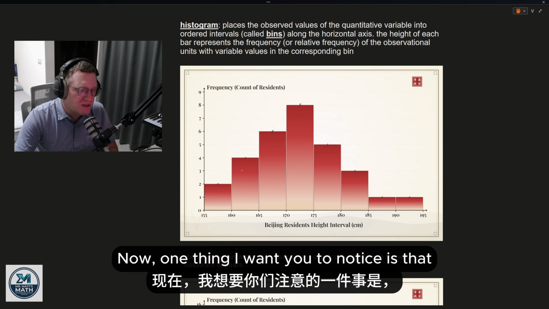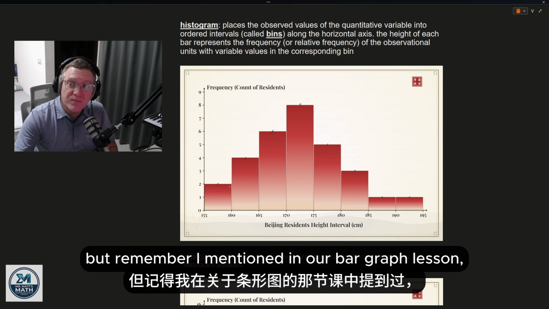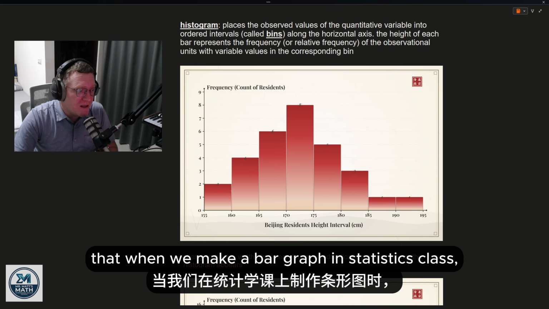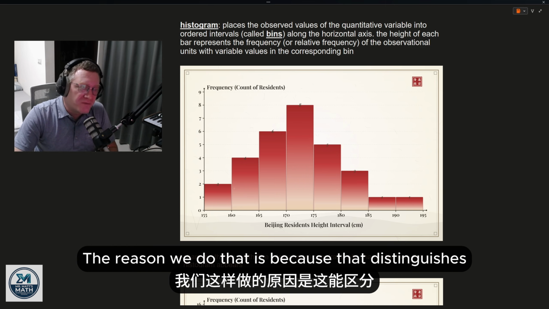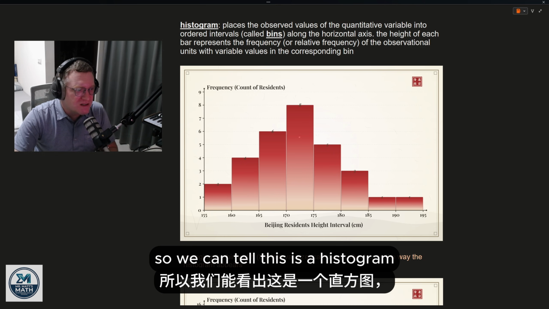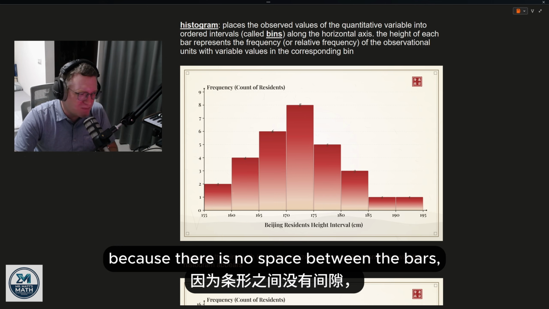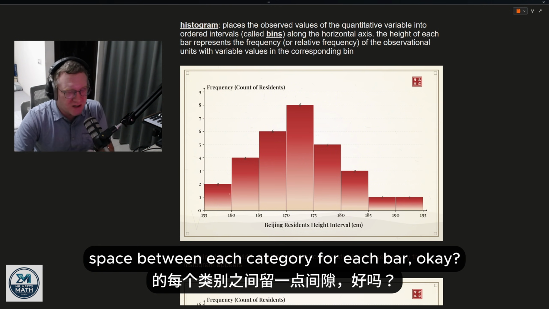Now, one thing I want you to notice is that when we draw a histogram, it looks a little bit like a bar graph, but remember I mentioned in our last lesson that when we make a bar graph in statistics class, we should always put a space between the bars. The reason we do that is because that distinguishes a bar graph from a histogram. So we can tell this is a histogram because there is no space between the bars. Whereas with a bar graph, we would always put a little bit of space between each category for each bar. Okay?